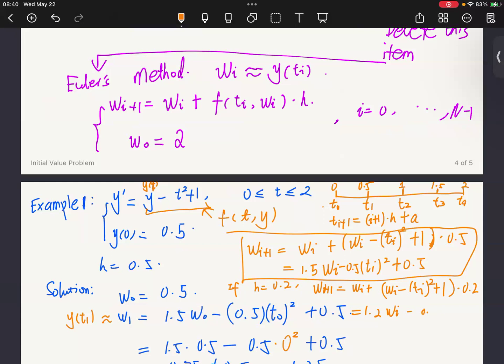Oh, there's another change here. It should be 0.2 times t_i squared, and then plus the 0.2 here. Does it make sense how to get the updating rule here if the step size is 0.2?